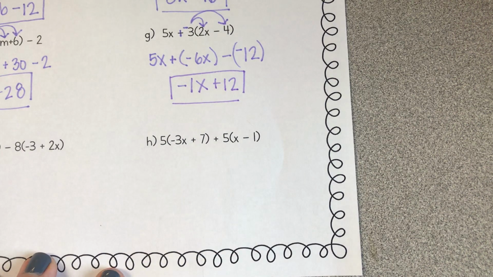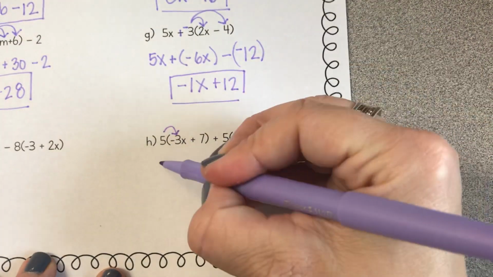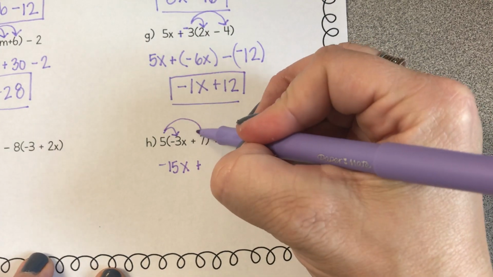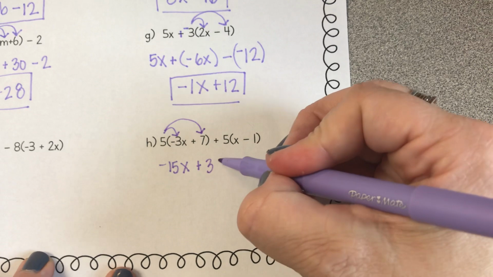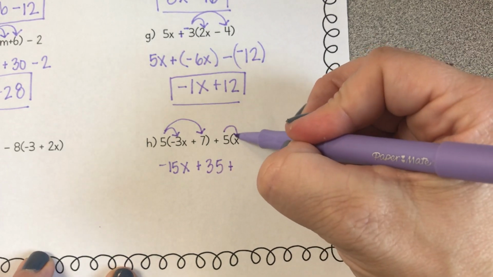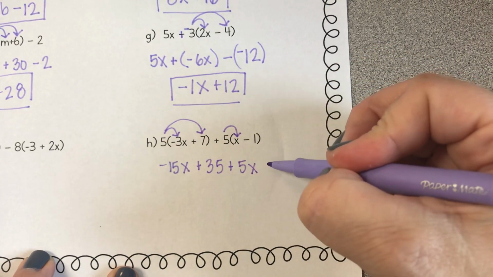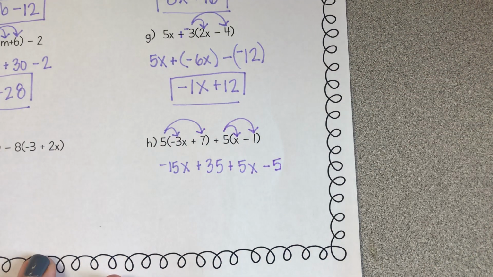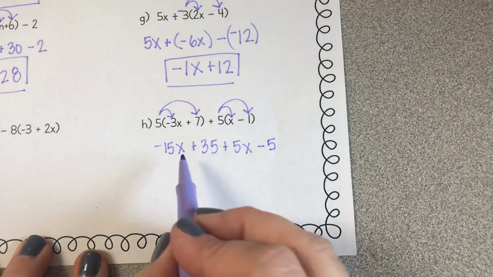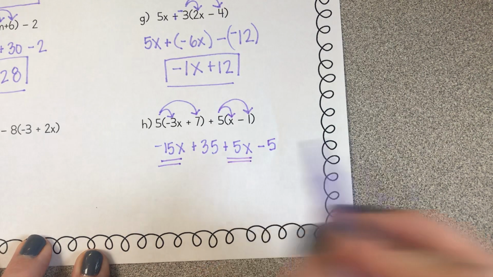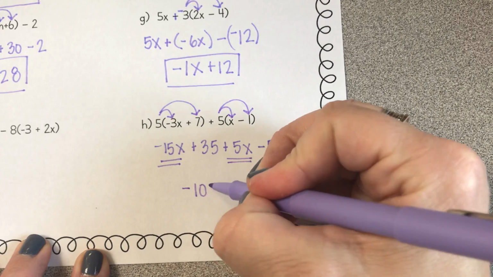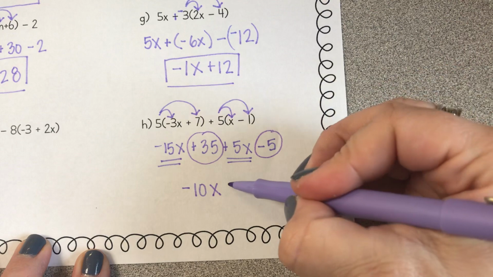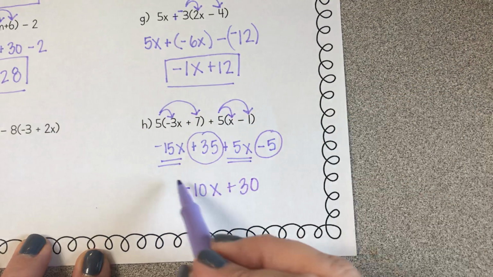So let's look at H. 5 times negative 3x is negative 15x, plus 5 times 7 is 35, plus 5 times x is 5x, minus 5 times 1 is 5. So when I'm looking for my like terms, negative 15x plus 5x is negative 10x. And then 35 minus 5 is plus 30.